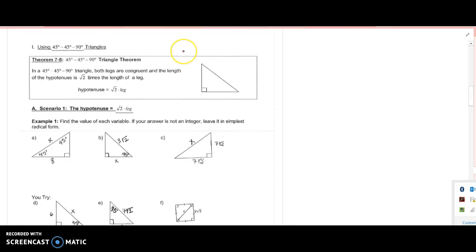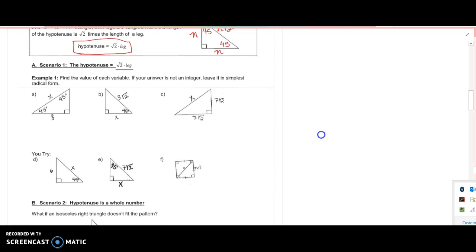All right, so back to the notes. The formula is that you have some number x, here, I think it'll make more sense if we call it n, some number n, and some number n square root 2. I think Miss Stoltz may have called it a. It doesn't matter what letter that is, just that it follows the pattern. The hypotenuse is always whatever the leg is times the square root of 2. So let's try this out in example 1.